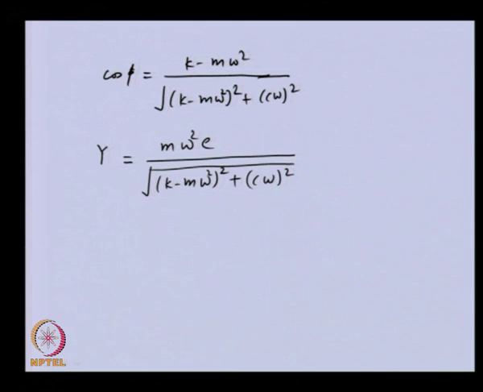Now you can see that this is the amplitude of the vibration. The response, which is time dependent, can be written as sin(omega t - phi), because we took the phase. The phase we obtained earlier, and the amplitude is given by this expression. So this particular response can now be obtained using this expression.